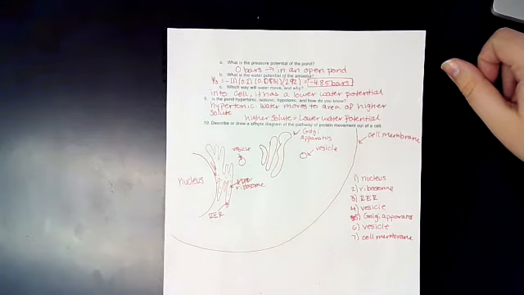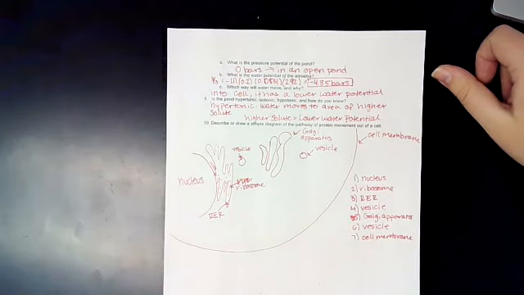Which way will the water move and why? The water will move into the cell because it has a lower water potential. Is the pond hypertonic, isotonic, or hypotonic? It's going to be hypertonic, so water moves from an area of lower solute to an area of higher solute, so higher solute means lower water potential, so you know that the pond is going to be hypertonic.